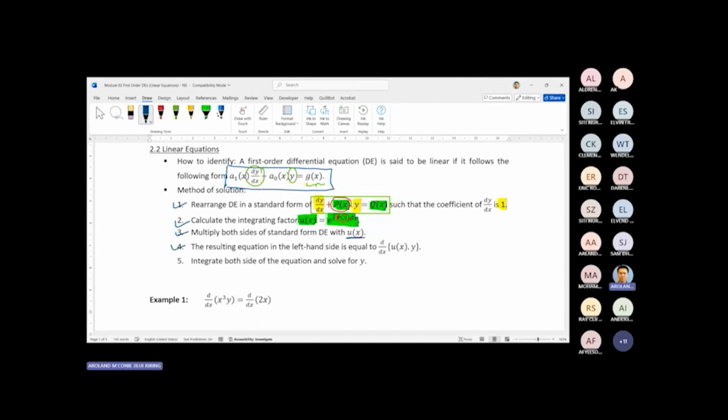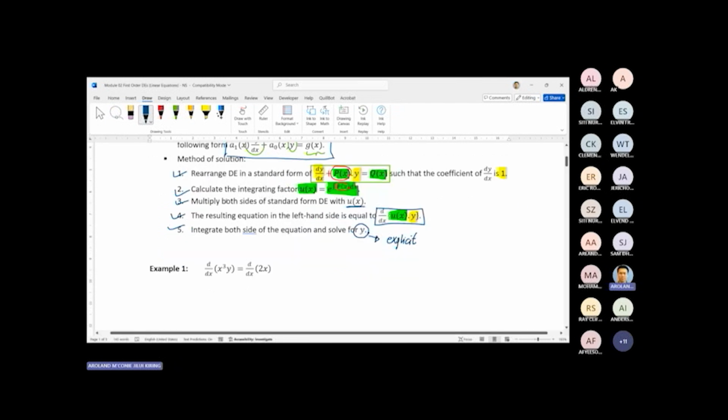And then the fourth step, the resulting equation's left-hand side is equal to this expression. You need to remember this as well. It is equal to the derivative of your integrating factor multiplied with your function y. And then finally, you integrate both sides of the equation and solve for y. If you can represent it in explicit form, this would be the solution that you need to seek. All right, so those are the steps.